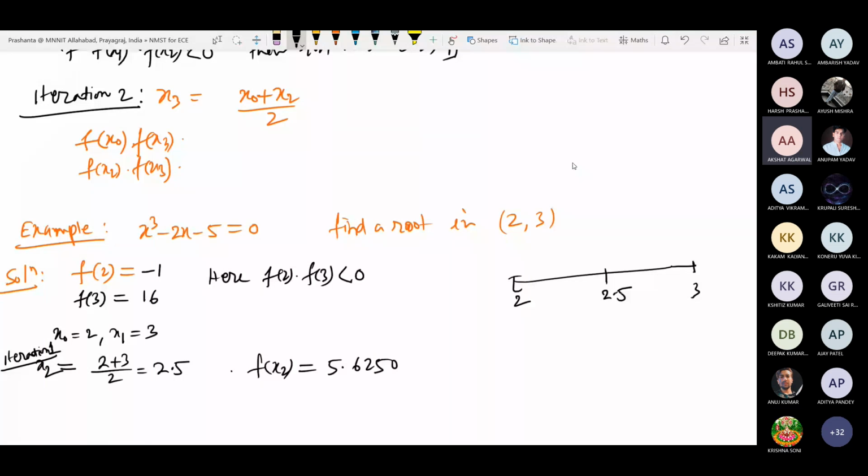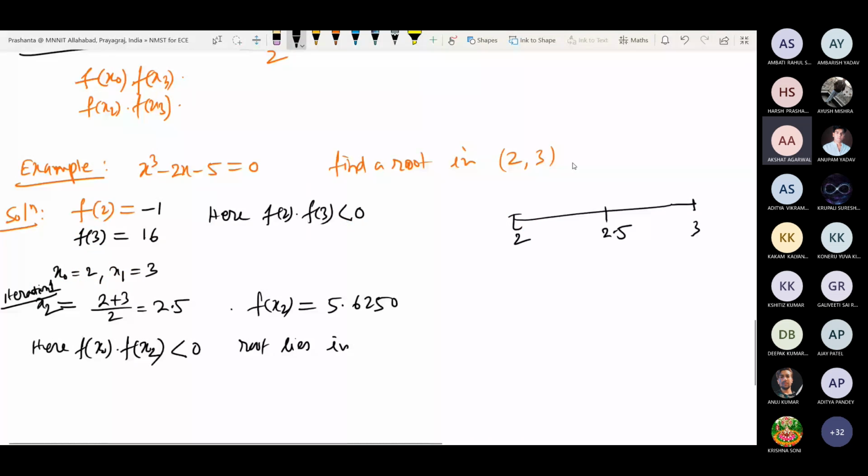Here f of x0 into f of x2, their product is less than 0. So the root lies in the interval 2 to 2.5. So iteration 2. What will be x3? x3 will be the middle point of x0 plus x2 by 2, which is basically 2 plus 2.5 by 2, that will give you 2.25.